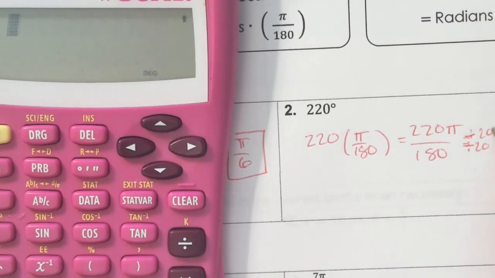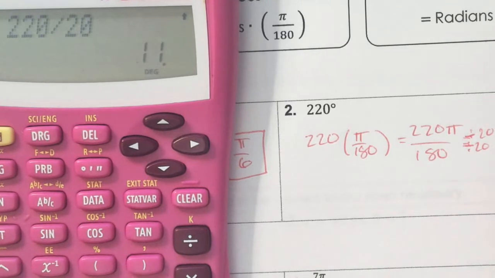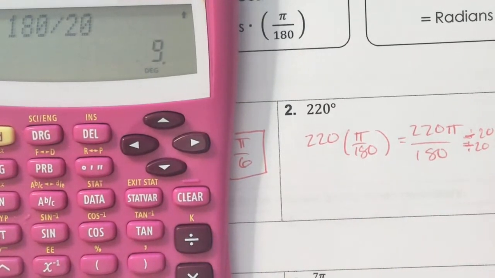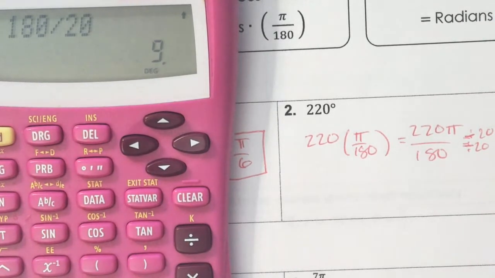I'm just simplifying. 220 divided by 20, I get 11. 180 divided by 20, I get the number 9. So 11 over 9 pi, and that's my final answer.